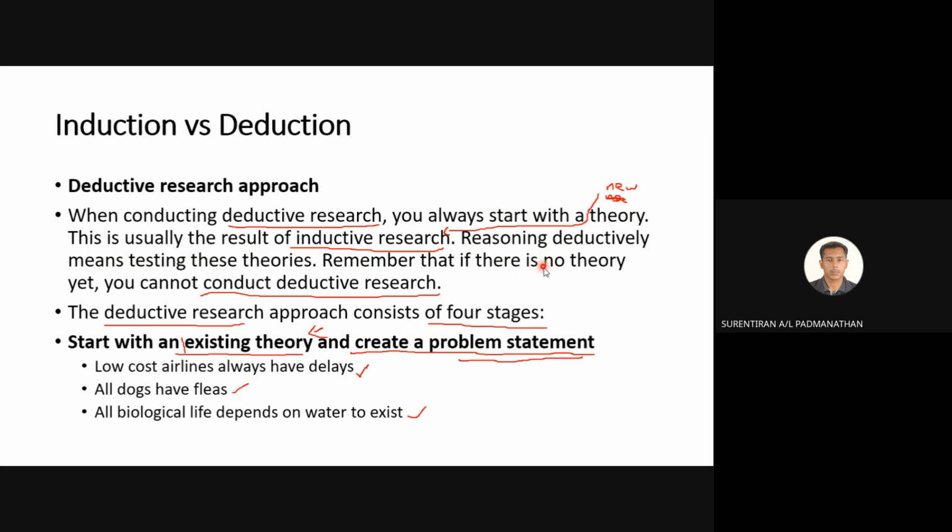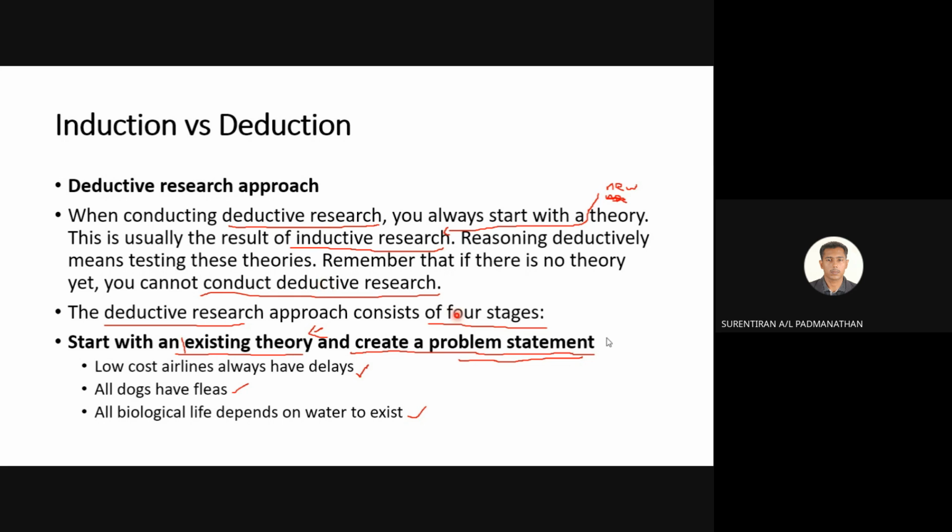So reasoning deductively means testing these theories. Okay, so you want to test the theory, right? Let's say, for example, I already come out with a new theory, a new formula. I do some designs based on that, I get some results, and it gets published, right? So the next person, when he sees your theory, wants to test the theory.